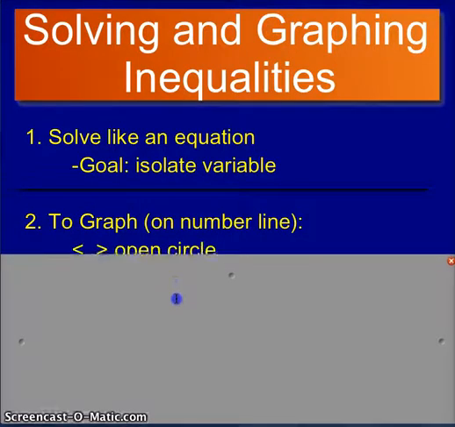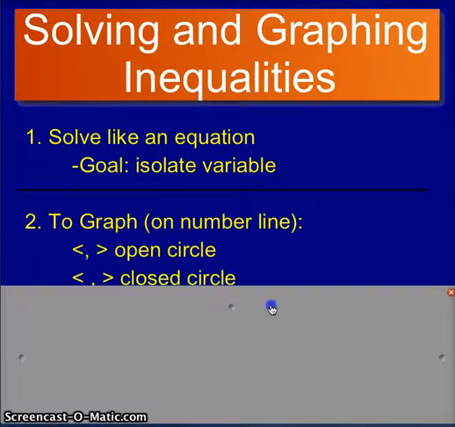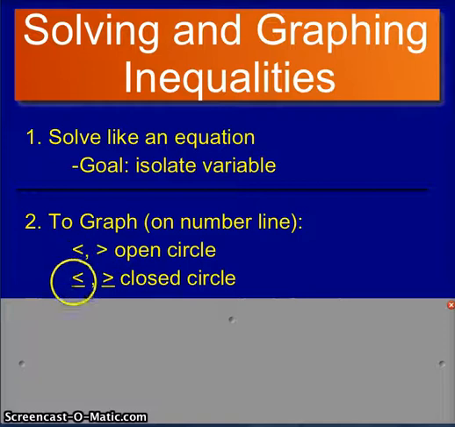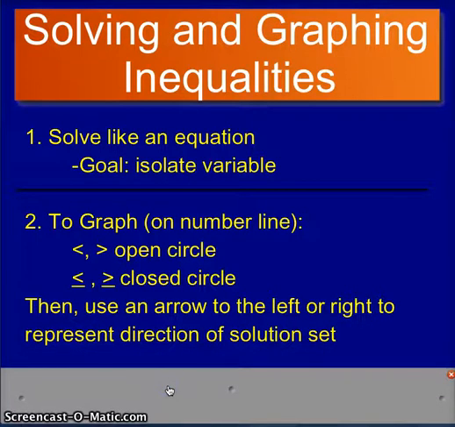So you graph on a number line. If it's just less than or greater than, you use an open circle and you place it on the number line, and we'll look at some examples in a few minutes. And if it's less than or equal to, this line underneath shows you that it's also equal to, or greater than or equal to, you use a closed circle on the number line. And then you draw an arrow to the left or right to represent the direction of the solution set.